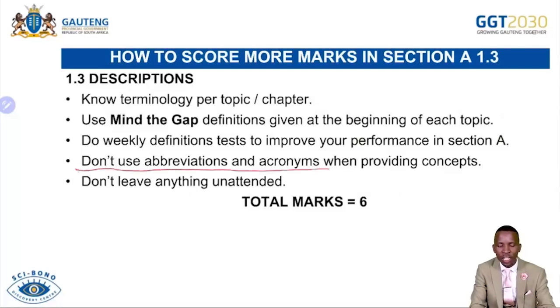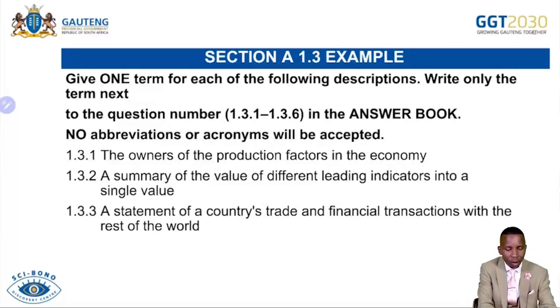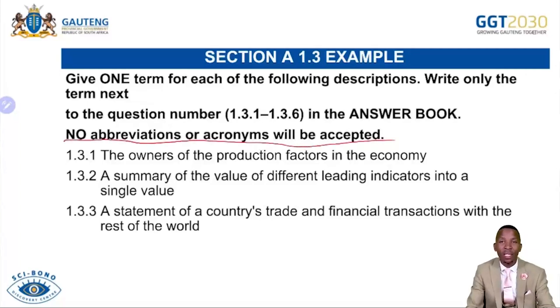Even in the instructions, it's given there in 1.3. Do not use abbreviations. They are not acceptable. You can give it being correct, but it will be wrong because it is not marked. Abbreviations are not marked. We only mark the full concept. So here we are giving one term. Give one term for each of the following descriptions. No abbreviations or acronyms will be accepted. Please note that because you find that you know the answer, but you are lazy to write it in full, then you get it wrong.